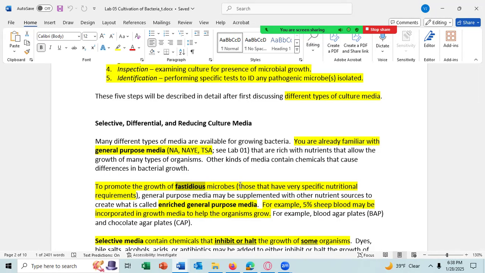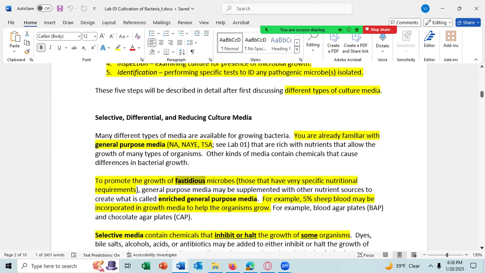So to get a fastidious species to grow, you must grow it on an enriched general purpose media. One enriched general purpose media is where we add 5% sheep's red blood cells to TSA to get the growth of a species like Streptococcus pyogenes, which will not grow on a general purpose media, but it will grow on blood agar because the red blood cells supply the nutrients required for this species to grow. Any question about any of that?